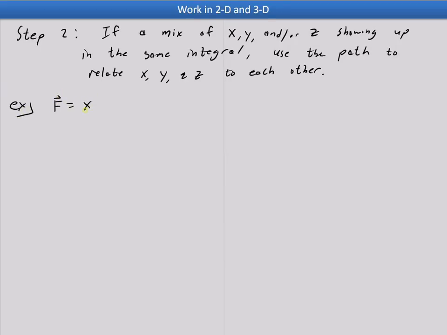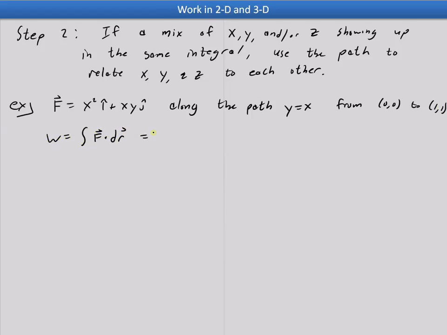So let's say that our force is equal to x squared i hat plus xy j hat. And we move our particle along the path y equals x from point (0, 0) to point (1, 1). And again, we'll assume everything's in the normal SI units. So the work is equal to the integral of F dot dr. If we do our dot product, we're going to get two terms. The first one would be Fx dx, the second one would be Fy dy, and if we had any z components, then there would also be Fz dz. We don't have any this time.